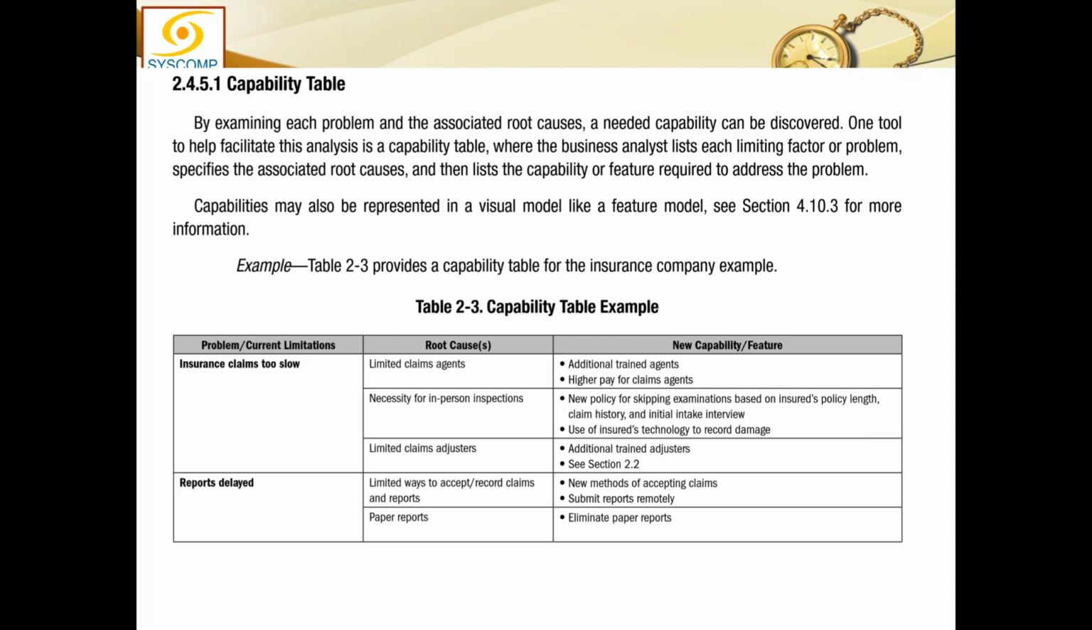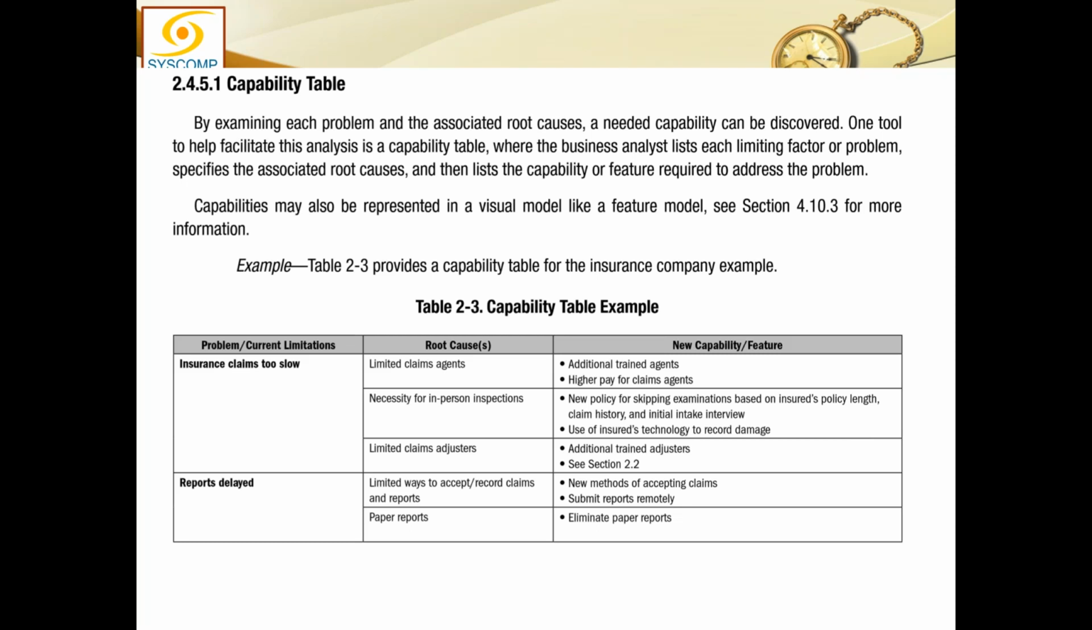Let's look at the capability table. We had two problems. For example, insurance claims are too slow and reports are being delayed. When we found the root causes, we found that insurance claims are too slow because, number 1, limited claims agents are there. Number 2, necessity for in-person inspections is there. Number 3, limited claims adjusters are there. So let's talk about 1, limited claim agents. That means what capability do you need to add? You need to add additional trained agents.